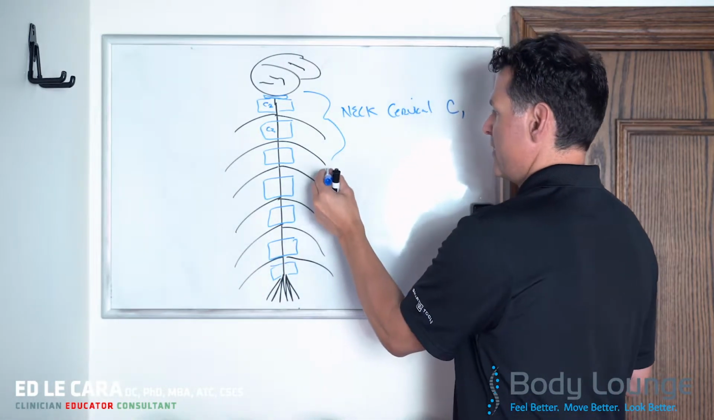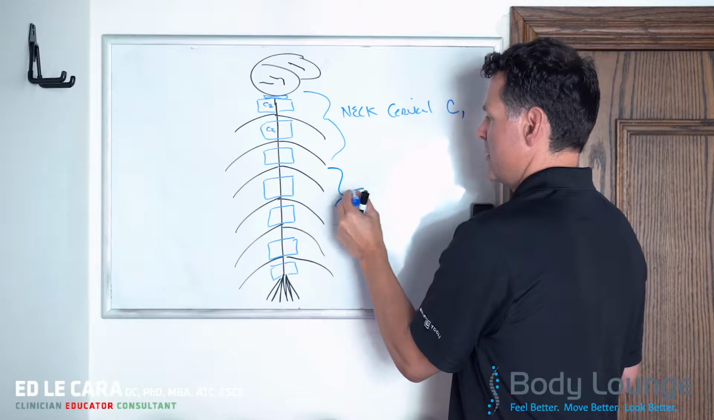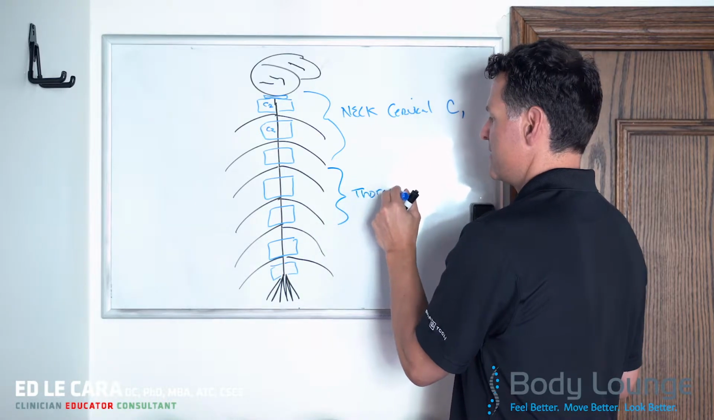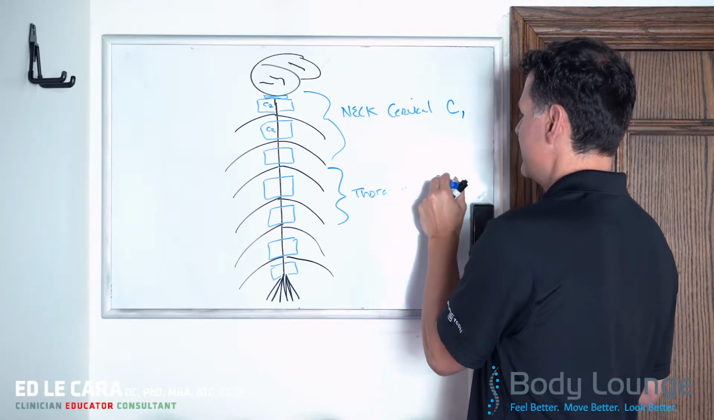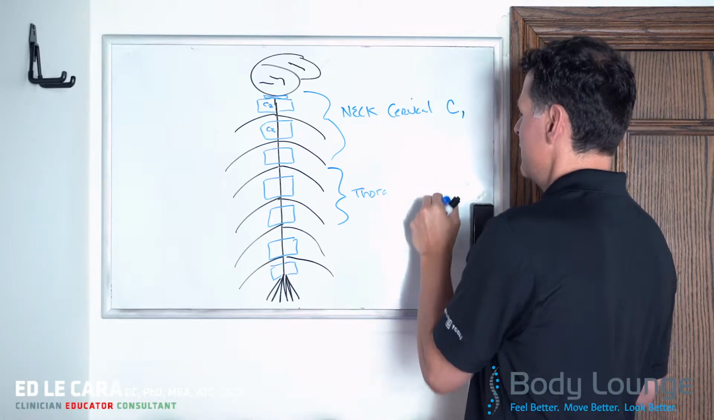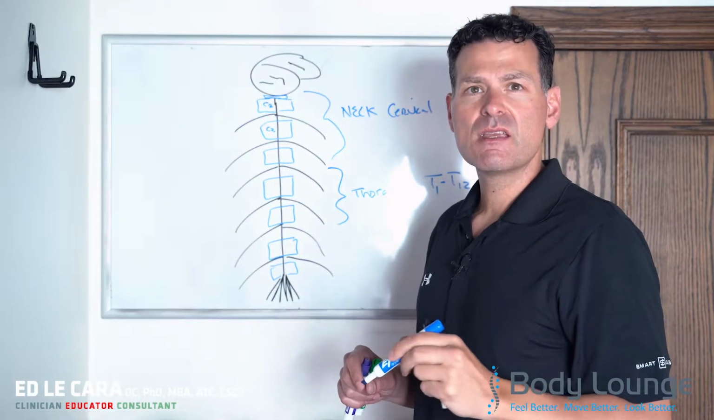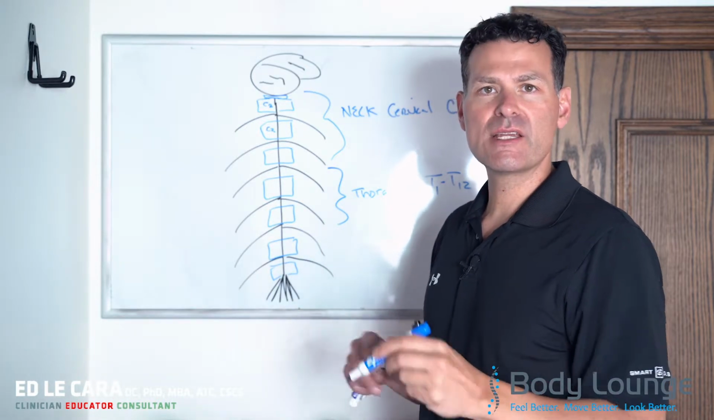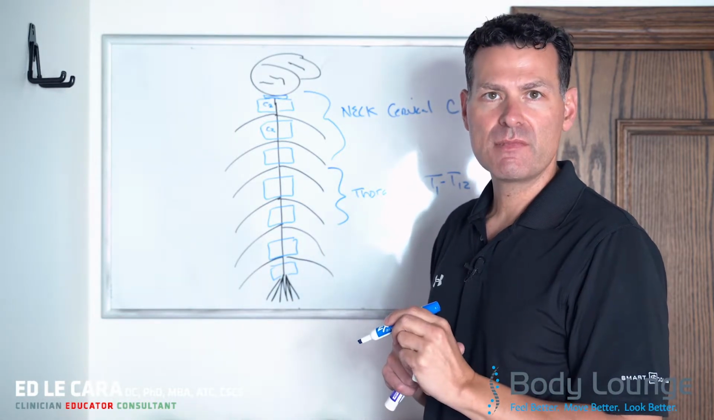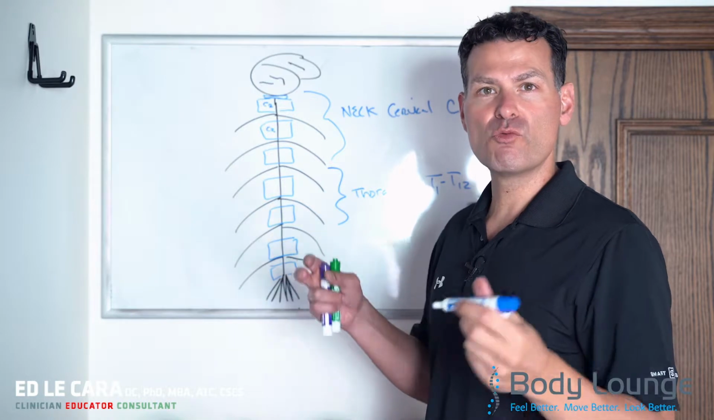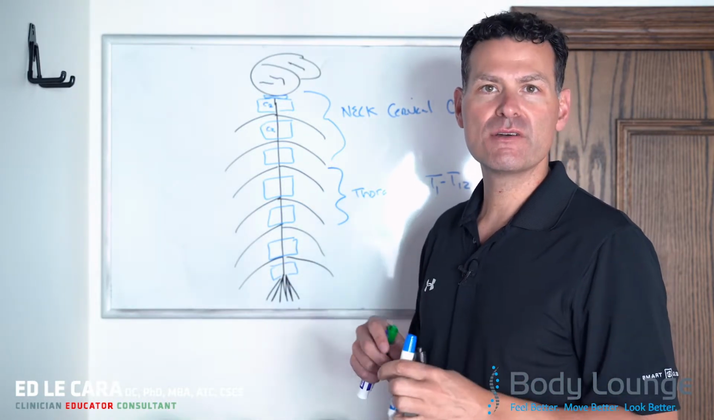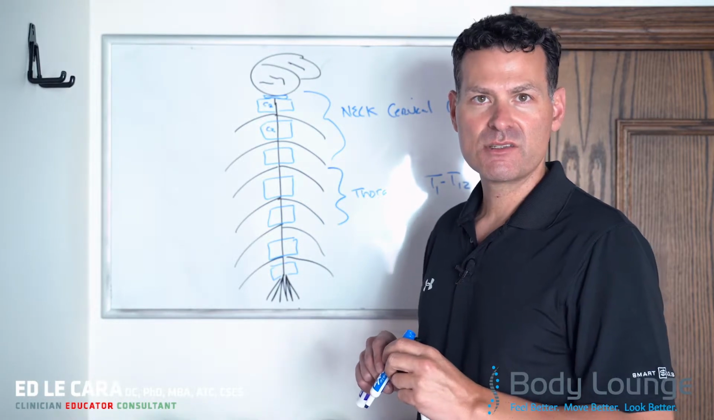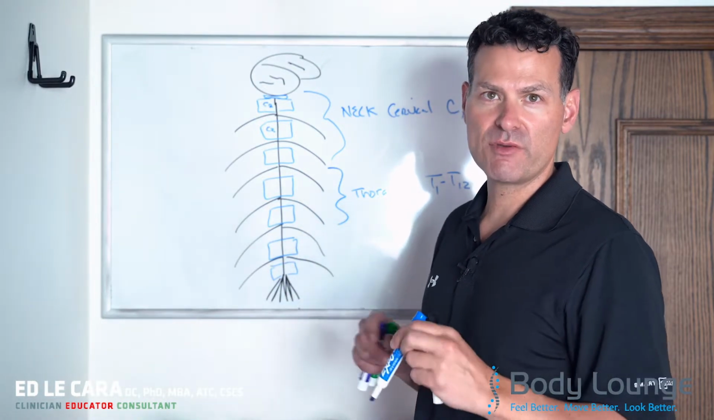The second area is called your thoracics, and that's abbreviated with a T. There are 12 different thoracic vertebrae. What's cool about those is that ribs attach to all 12 of them. So we know that it's a thoracic vertebra if it has a rib attached to it.